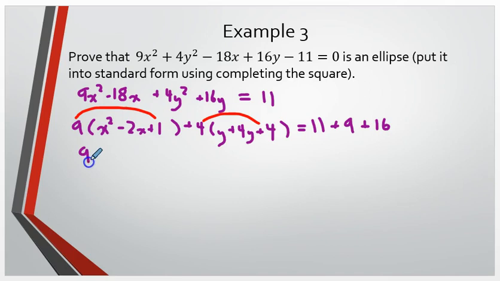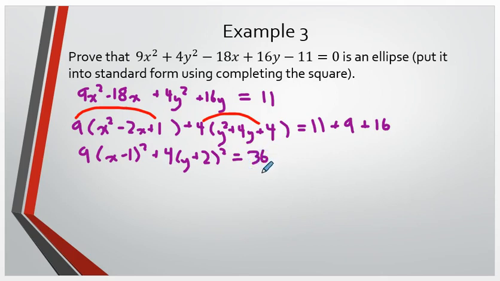Now you can use the shortcut for factoring. It's always the variable and half of the middle number, squared. And the same thing for the y's. The variable is y. And half of the middle number, squared. And then if I add these numbers together, 9 plus 16 is 25, plus 11 is 36.